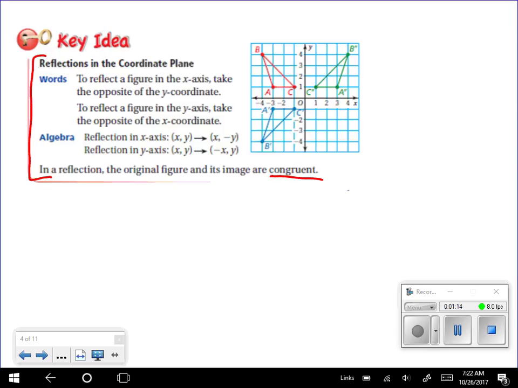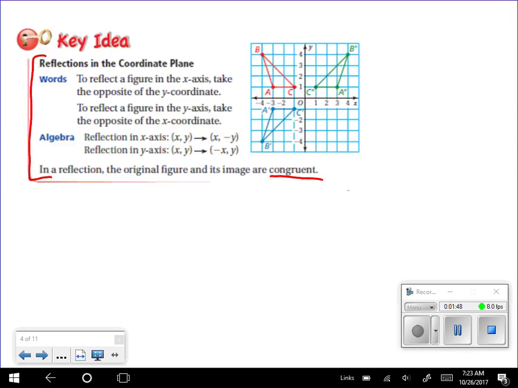Okay? So to reflect a figure in the x-axis, take the opposite of the y-coordinate. We did this with the points. We reflected points. To reflect a figure in the y-axis, take the opposite of the x-coordinate. So it gives you a picture here. Reflection in the x-axis. Wherever your point is, you're going to make the y-coordinate its opposite. And then if you're doing it across the y-axis, the vertical one, you're going to change the x-coordinate to its opposite.